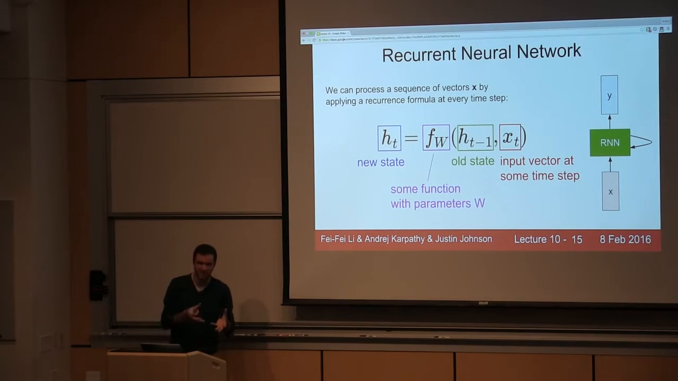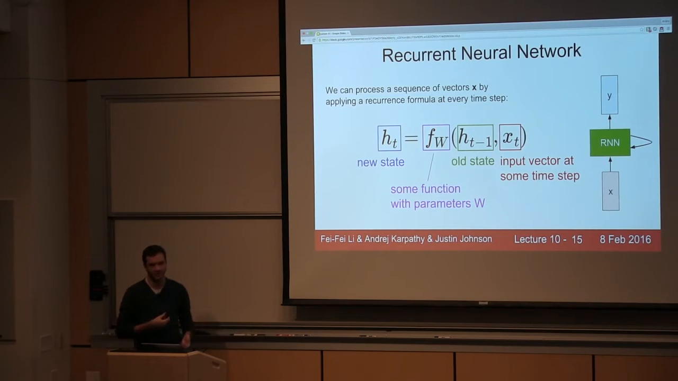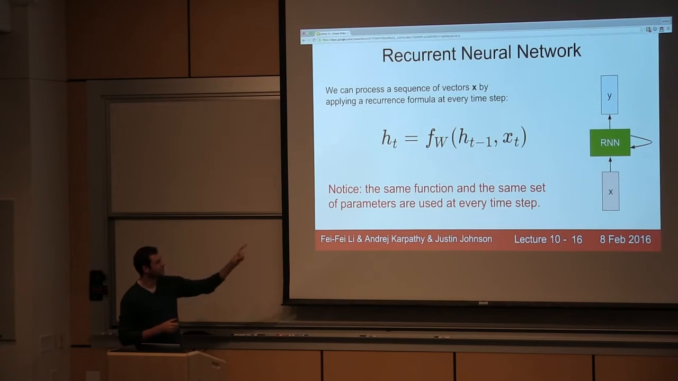And then, of course, we want some specific behavior out of the RNN, so we're going to be training those weights on data. You'll see examples of that soon. For now, I'd like you to note that the same function is used at every single time step. We have a fixed function f of weights w, and we apply that single function at every single time step.